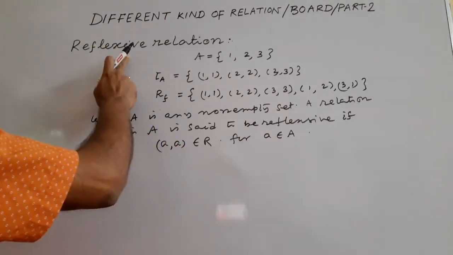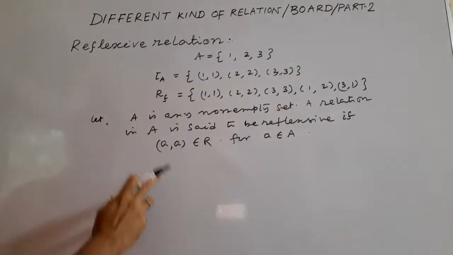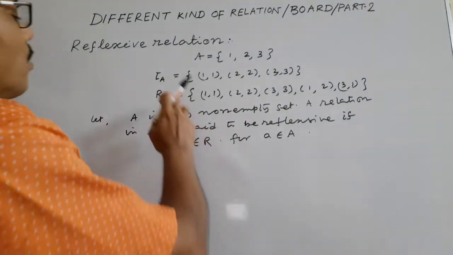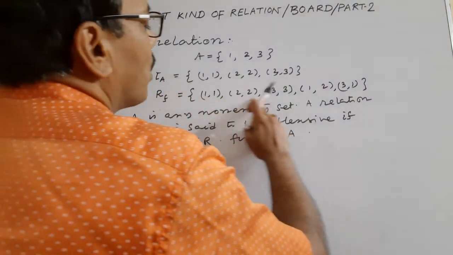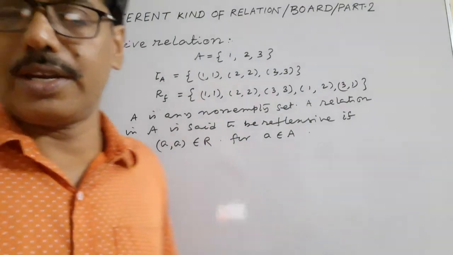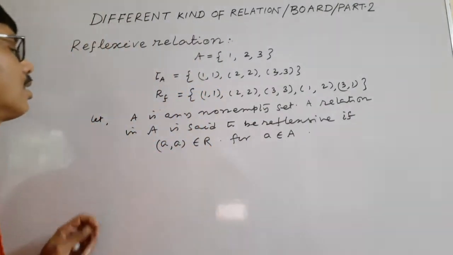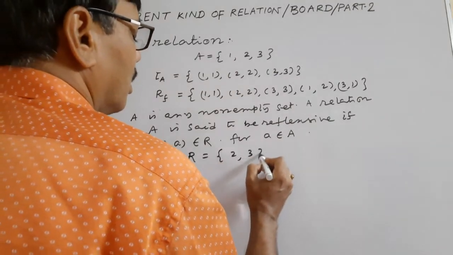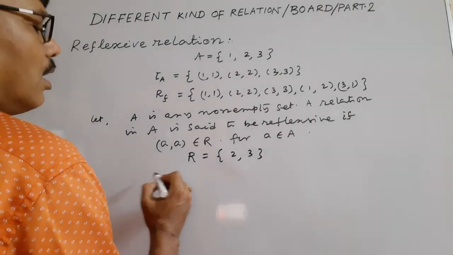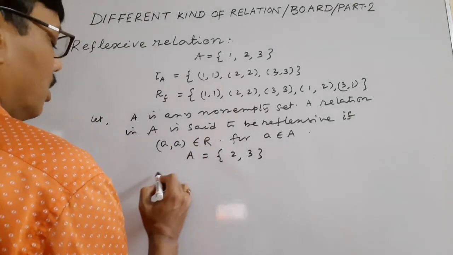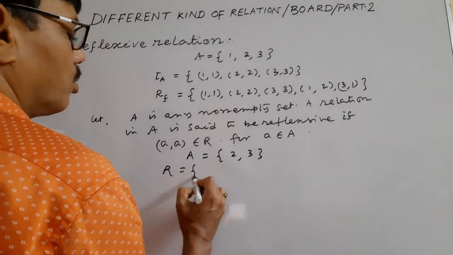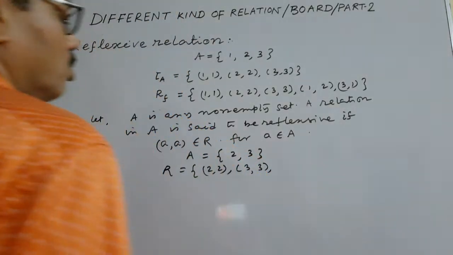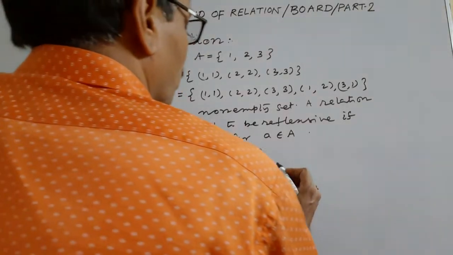So, reflexive relation and identity relation, there is a difference. Only the same ordered pairs belong to the identity relation IA, but here the same ordered pairs must be included, but you may get more ordered pairs here. For example, suppose A equals {2, 3}. Then R equals {(2, 2), (3, 3)}.